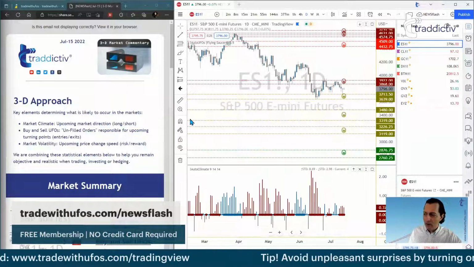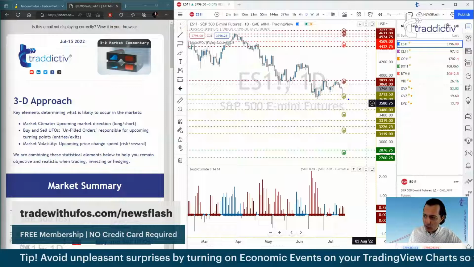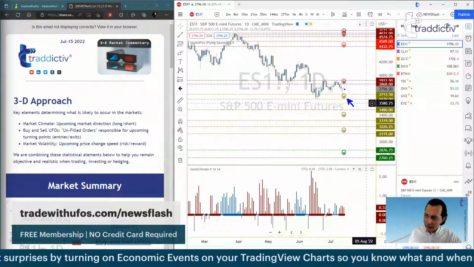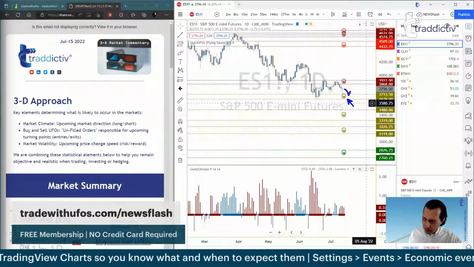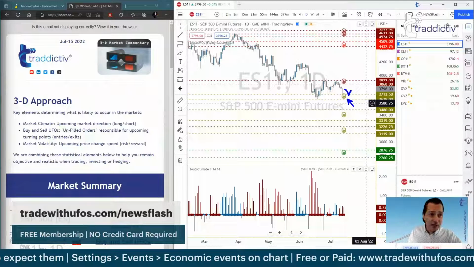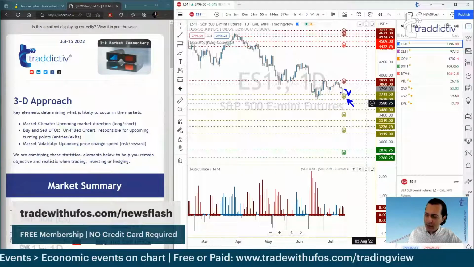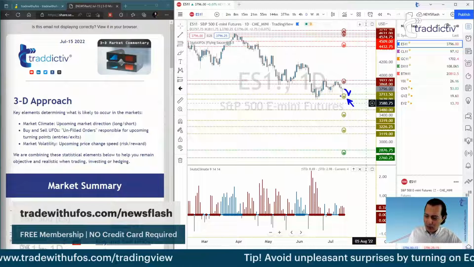Right now the climate is still down, so I would not expect this UFO to be that powerful. If the market was to fall and come in here, we may still have a bounce, but I would not expect it to be that impressive, given the fact that the climate is down. But yesterday, I was expecting this to happen. I was pretty strong about it.